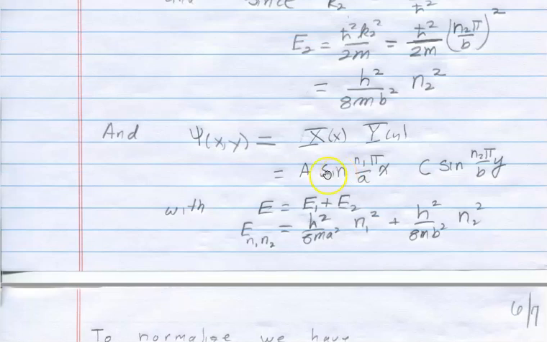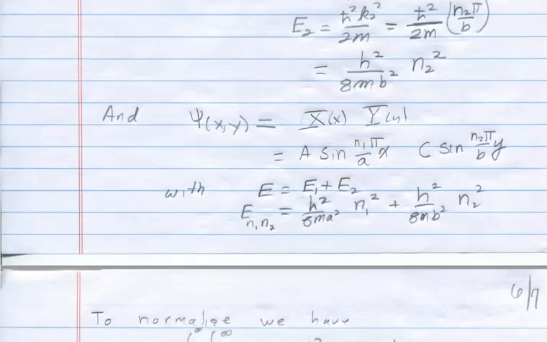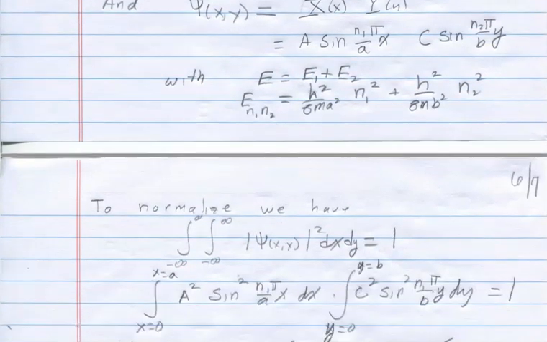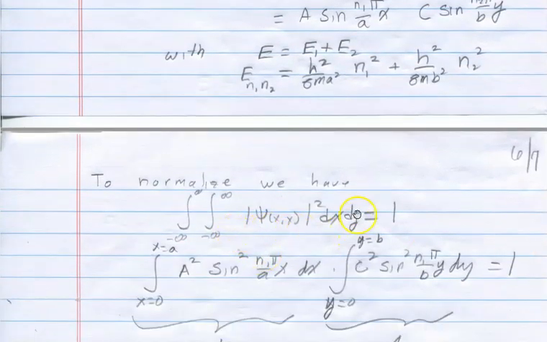Still need to determine A and C, and I've left those separate. You wouldn't have to, but it's always easiest to do it this way because one has to normalize the solution if I want a normalized psi. And the normalization condition in 2 dimensions is that psi squared integrated over all dx and dy from minus infinity to plus infinity has to equal 1.